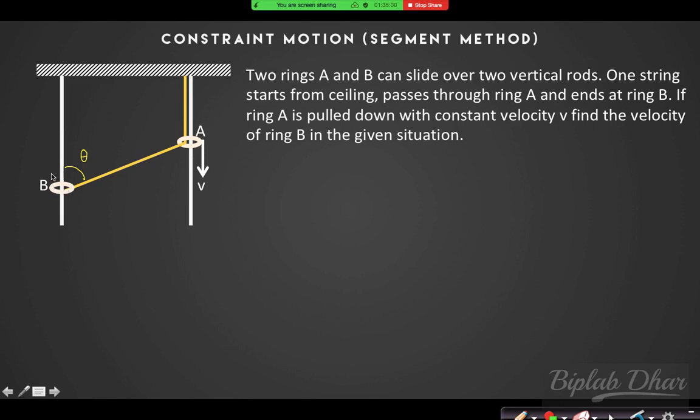So the two rings are connected. Upwards. The string passes through the ring and is fixed here. You need to find this upward velocity of this ring B.